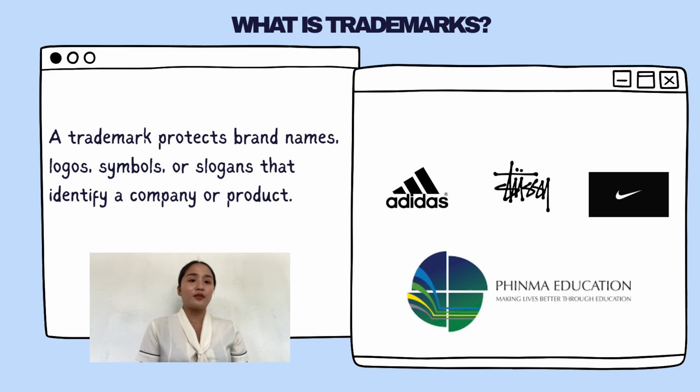So, what is a trademark? A trademark is something that helps us recognize a brand. It can be a name, logo, or symbol that belongs to a company. For example, when you see the check mark, you know it's Nike. When you see the 3 stripes, you know it's Adidas. That's how trademarks work. They make sure that every brand has its own identity. It protects their logo so no other company can copy it.